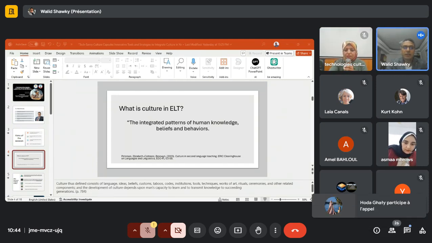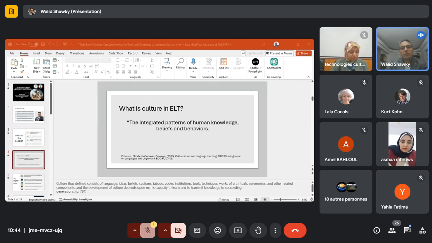Why focus on culture in ELT in EFL? Yeah, it's clear. Okay, perfect. So my point here in the definition of culture is that culture does not only cover one aspect of our life, it's actually our life. It's everything we do, okay? And this cannot at all be separated from the language that we teach to our learners.